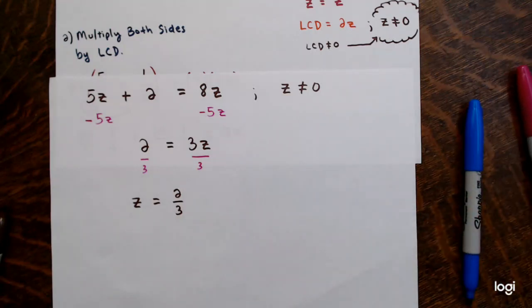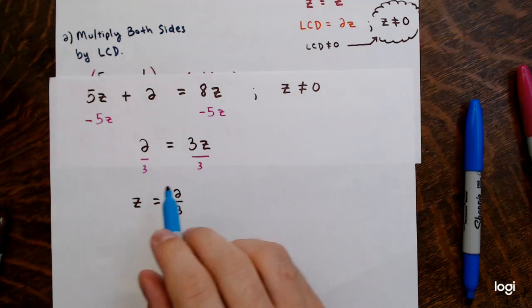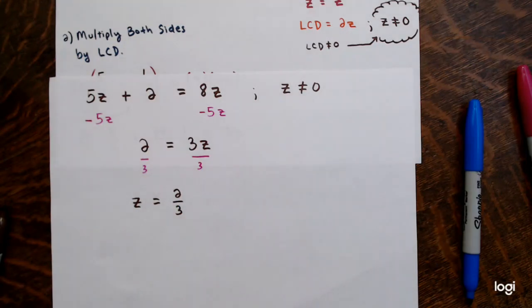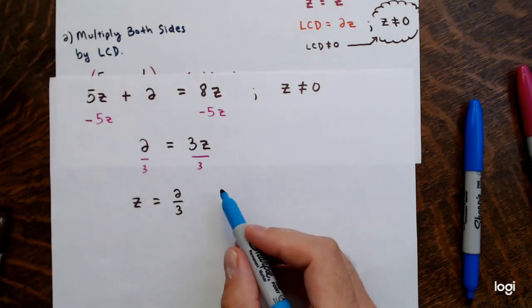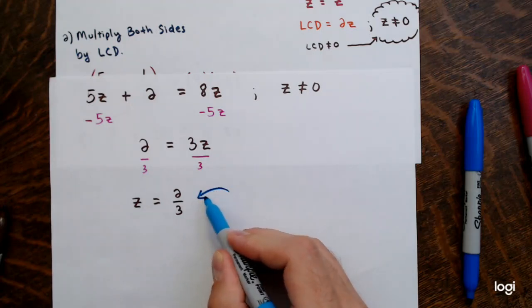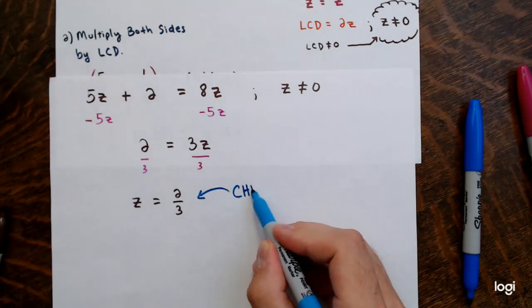Now, I did mention that, though. Check your answers. Like, hey, z equals 2/3, you circle it, and you think you're finished. But a lot of times people tend to rush, they made a little mistake somewhere and they don't realize it, and they don't bother to check their answers.